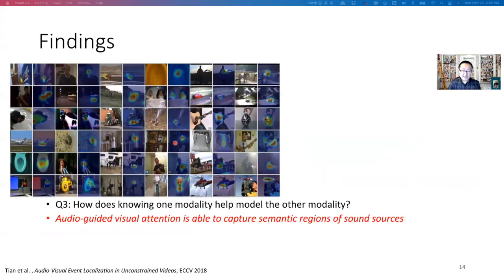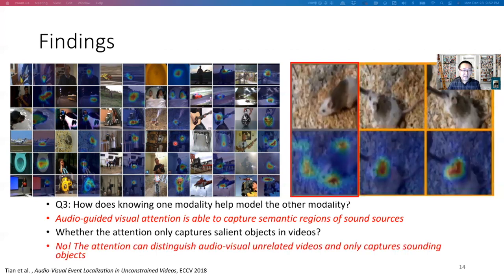We visualize the attention heat maps and find that audio-guided visual attention is able to capture semantic regions of sound sources. One additional question is whether the attention only captures salient objects or just motions in videos. The answer is no. For the mouse example, when the mouse does not make any sound, the attention will randomly select certain regions. When it begins to make sounds, the model will only focus on the mouse. So the attention can distinguish audiovisual unrelated regions and only capture sounding objects.